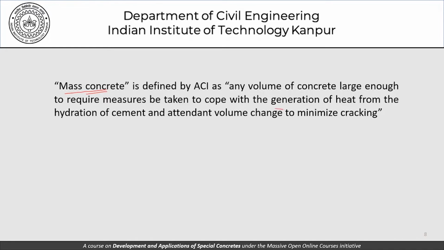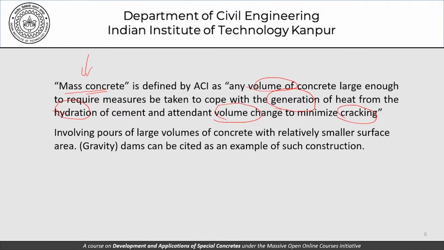One is generation of heat, hydration of cement, volume changes, and cracking. And of course, the volume of concrete such that all this becomes necessary, that is what is called mass concrete. Now, where do we see such concretes? They usually involve large volumes of concrete being poured with relatively small surface areas. Gravity dams can easily be cited as an example of such construction.